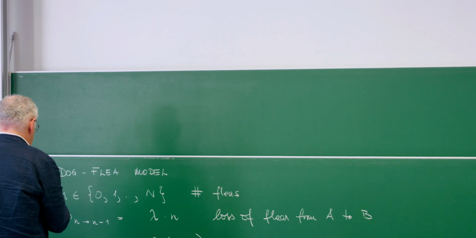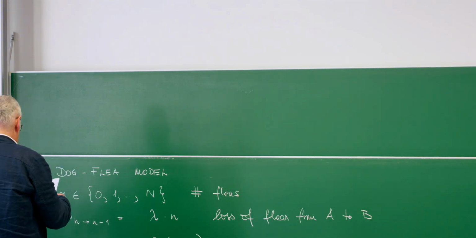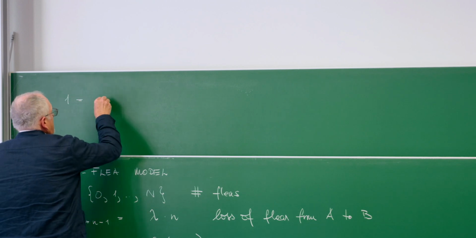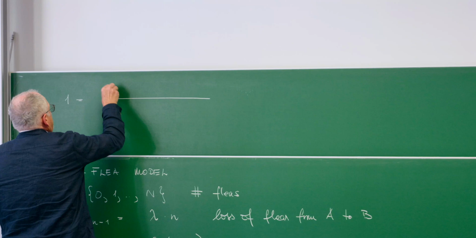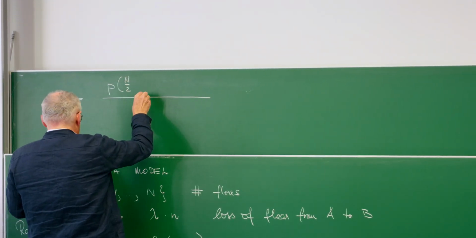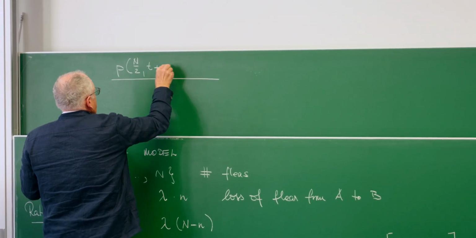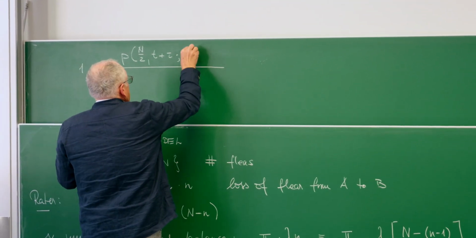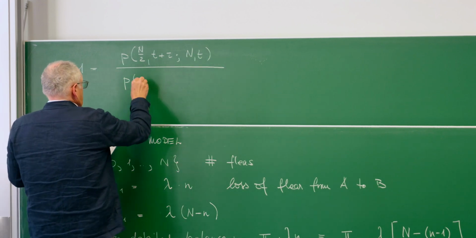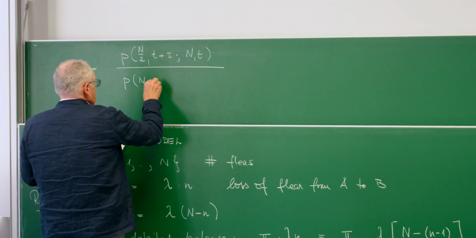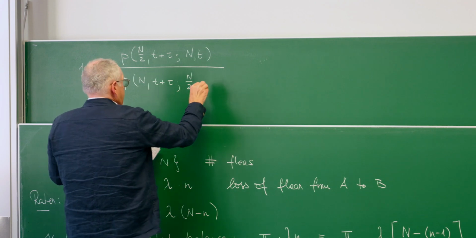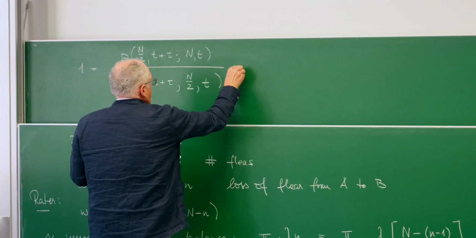Okay? So let's formalize that a bit. So we do have 1 equals the joint probability p(n/2, t+τ; n, t), and the reverse, so p(n, t+τ; n/2, t). That's the same. Okay, that's reversibility.